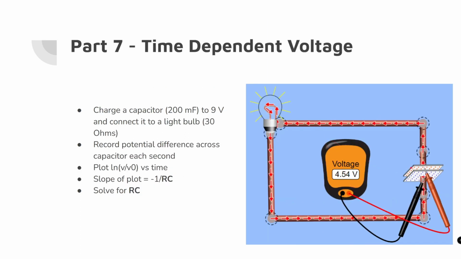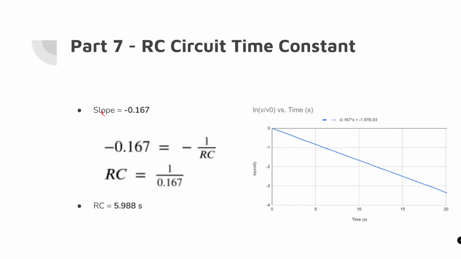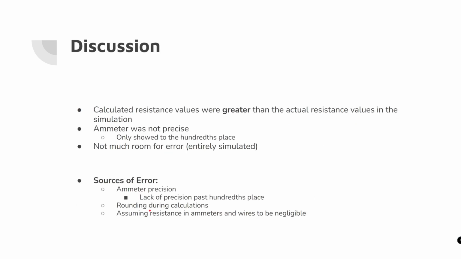And so as we were discharging a capacitor, we measured the time-dependent voltage at each second to see how it relates so we could find the time constant. We plotted the natural log of the voltage divided by 9 volts, which was the initial. And then we did some algebra here, taking the slope of our plot, and found that the time constant of our circuit here with 30 ohms of resistance is approximately 5.988 seconds.